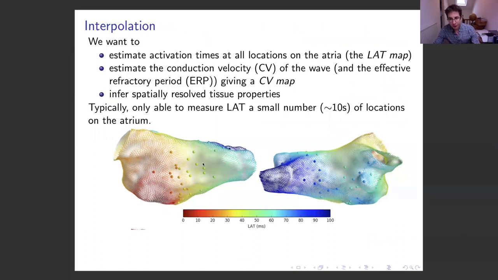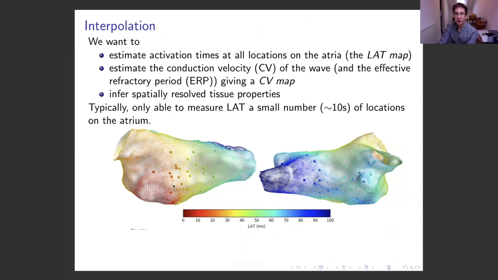So what that gives us is that each measurement location has a time. The wave reached here after so many milliseconds, it reached here another number of milliseconds later, and so on. What we're then going to want to do is interpolate these times over the surface of the atria, and then work out the conduction velocity over the atrium.